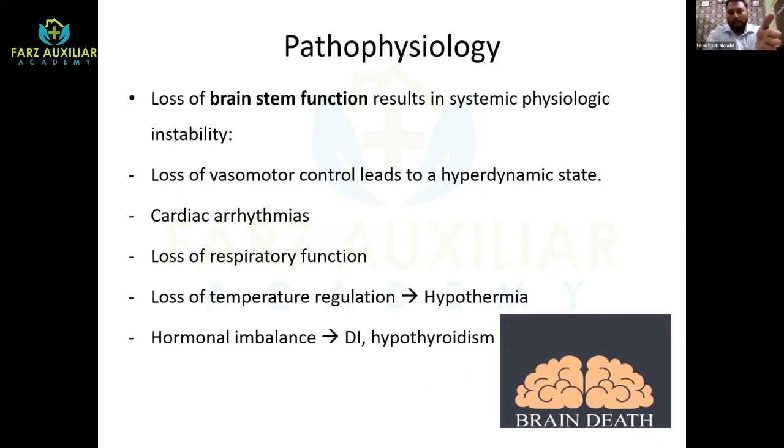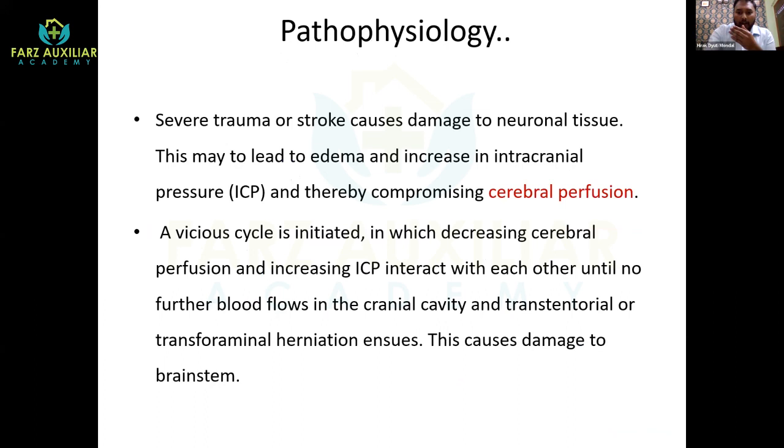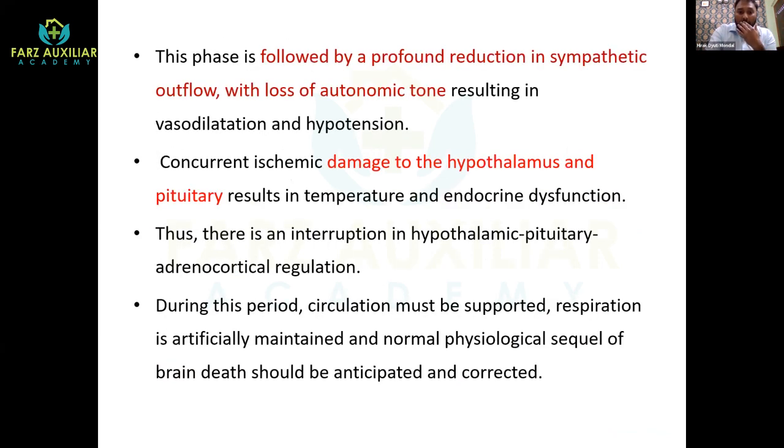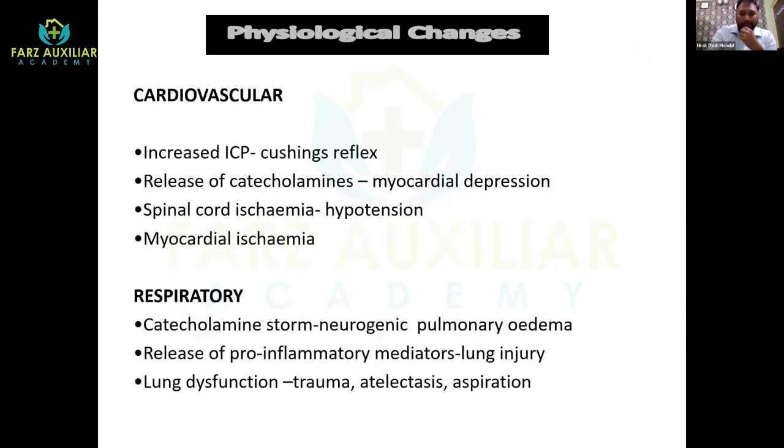What are the pathophysiology, and what are the differences between cerebral perfusion pressure, intracranial pressure, and mean arterial pressure that can be asked? What is Cushing reflex, what is catecholamine surge? That's a very important area. Damage to hypothalamus or pituitary and its implications is important, and how dysautonomia can cause vasodilatation and hypotension in these patients. In these slides, we have mentioned how there is myocardial depression or Cushing reflex.